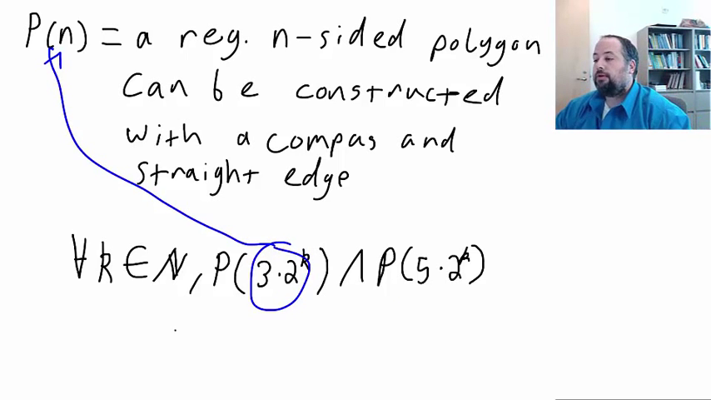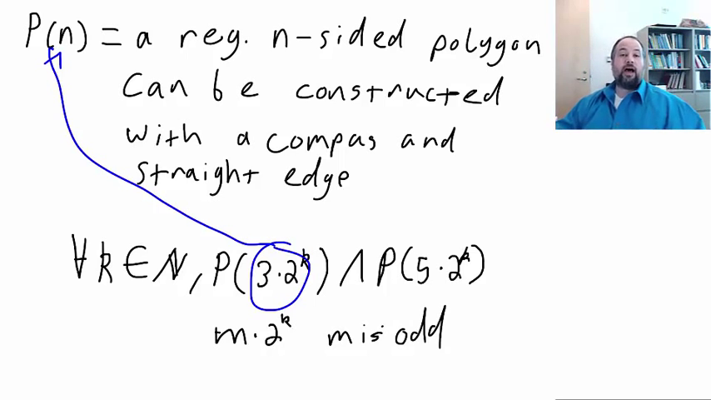Then Pierre Wantzel proved that really you can have the m times 2 to the k format as long as m is odd, right? m is a member of the set of odd numbers. So in all of those cases, you can construct an n-sided polygon. The key thing here is to understand how we go from this kind of real-world geometric problem into stating it using predicate logic. If you have any questions, ask in the forum below.